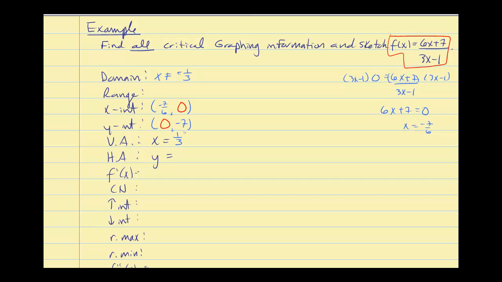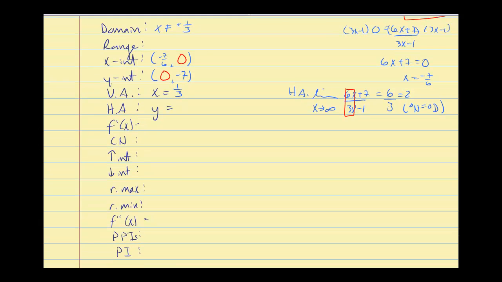Now let's go ahead and look at our horizontal asymptote. For a horizontal asymptote, I take the limit as x approaches infinity of our function, and in this particular case, the degree in the numerator and the degree in the denominator are the same, so the limit is the ratio of the leading coefficients, which is 6/3 or 2. And of course I need to say what my support is here, and that is the degree in the numerator and the degree in the denominator are the same.